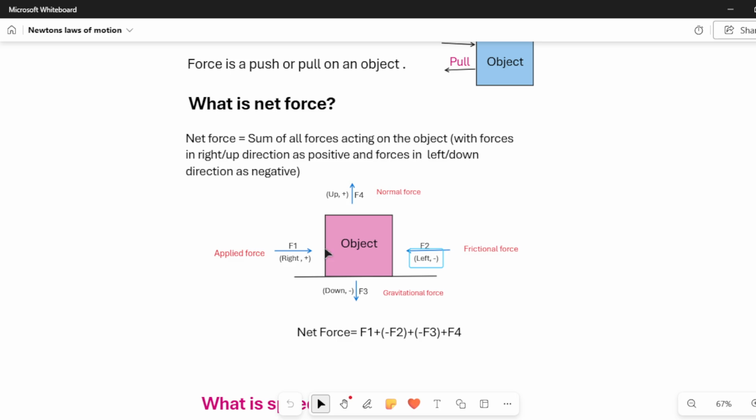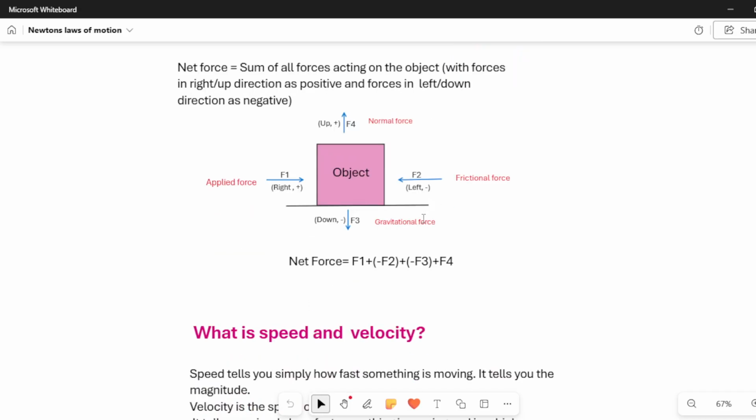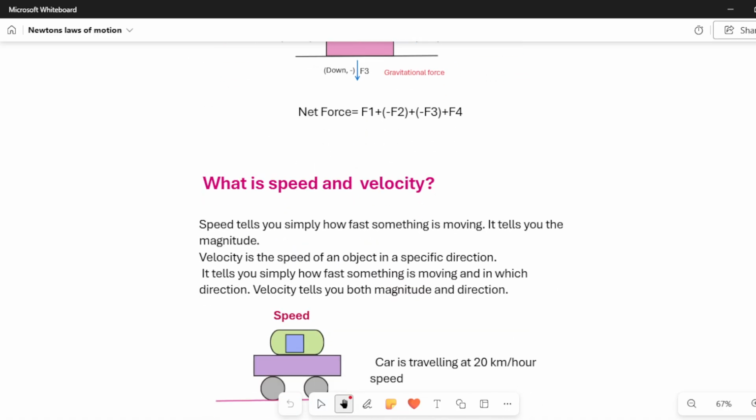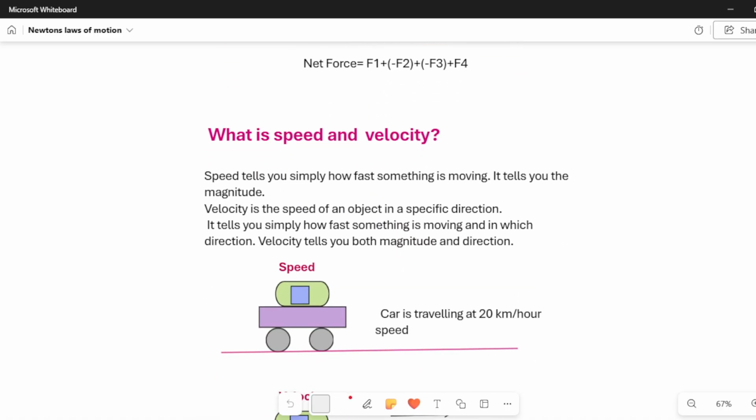Frictional force, now this is going towards your left, so that is in the negative direction. Okay, so now net force is what we get by adding up all those forces, and the final force value which we get will be called your net force. So hope you have understood what net force means. Next, we'll try to understand what is speed and velocity.